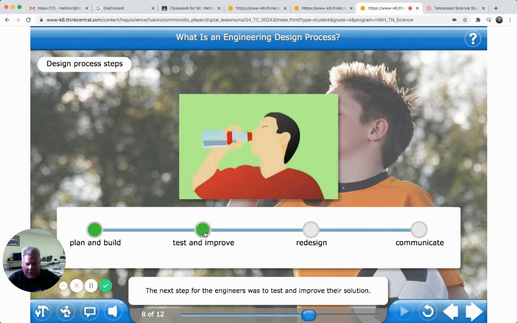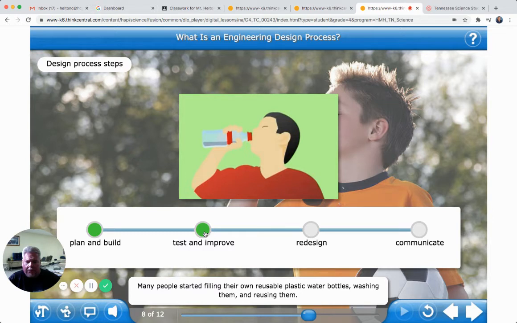The next step for the engineers was to test and improve their solution. Many people started filling their own reusable plastic water bottles, washing them, and reusing them. Engineers paid attention to ways they could improve their solution as people used these new water bottles.